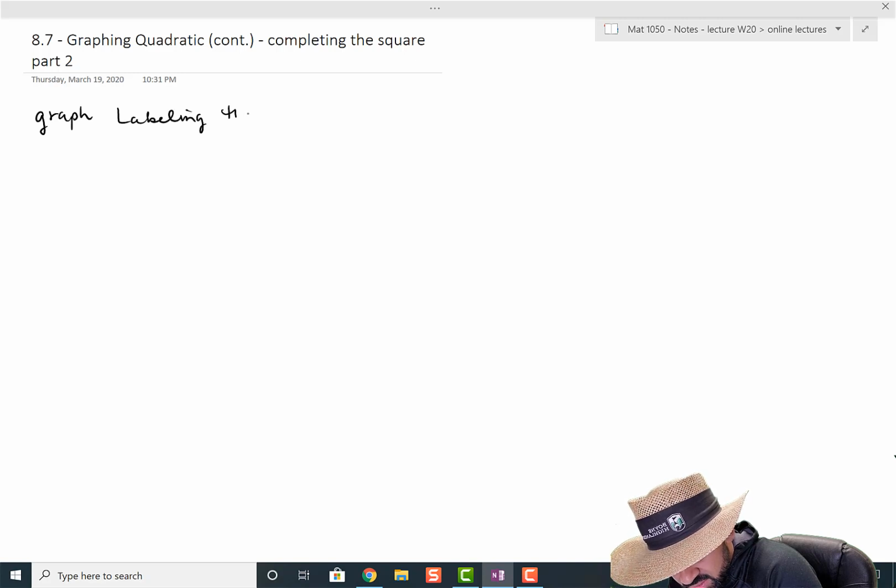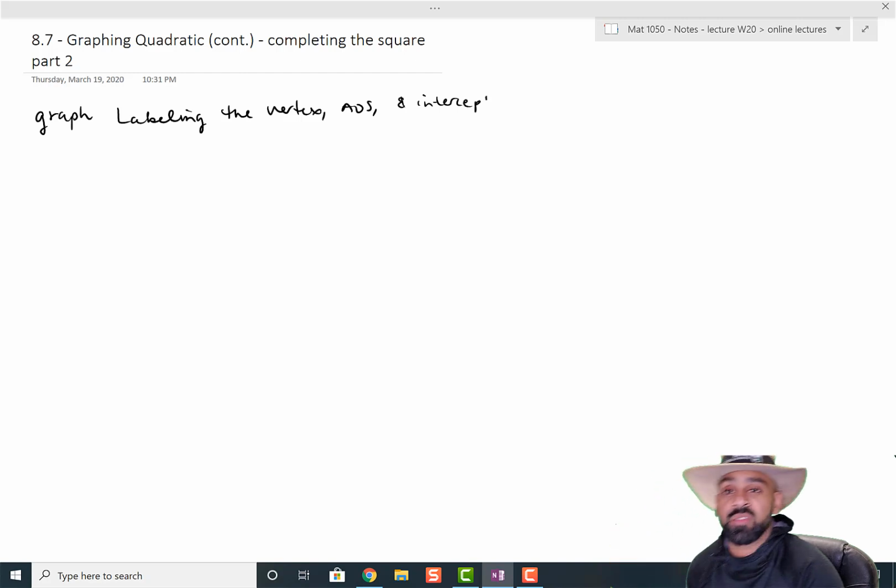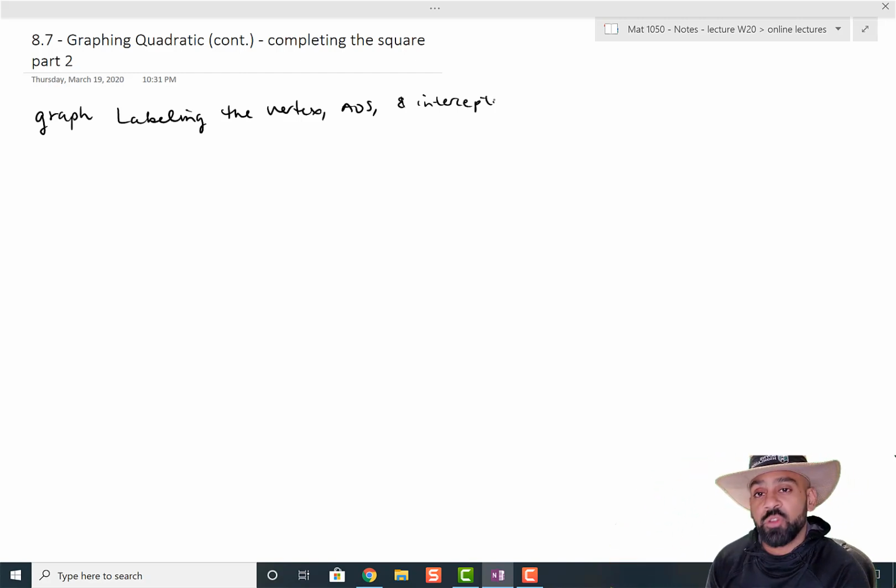the vertex, axis of symmetry, and intercepts. Okay, and you need to know that they are both x and y intercepts. Okay, we're going to find all this information first. We don't walk into it.